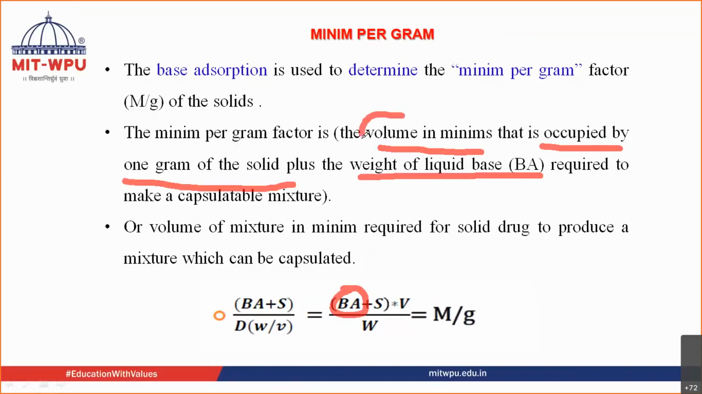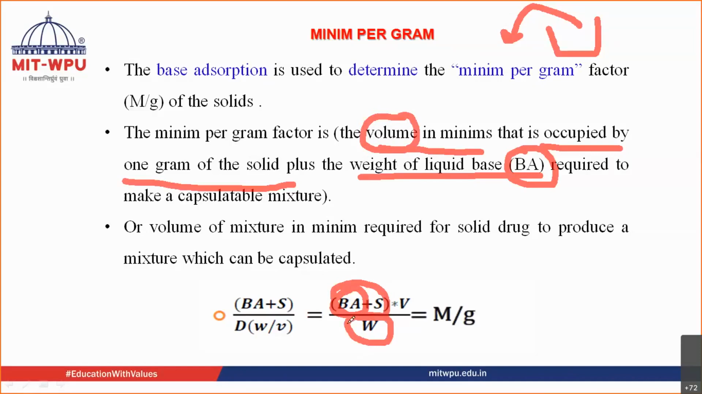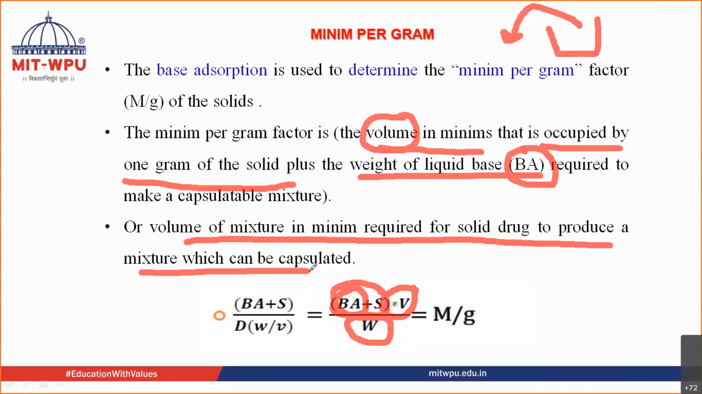So the volume, whatever volume we added here, we took 100 ml, and from that 100 ml we added some volume. So how much volume was added? Base adsorption we have already calculated. So the addition of these two, upon the total weight W, will give you the volume. So that much volume can be encapsulated, or the volume of mixture in minims required for the solid drug to produce a mixture to be encapsulated.